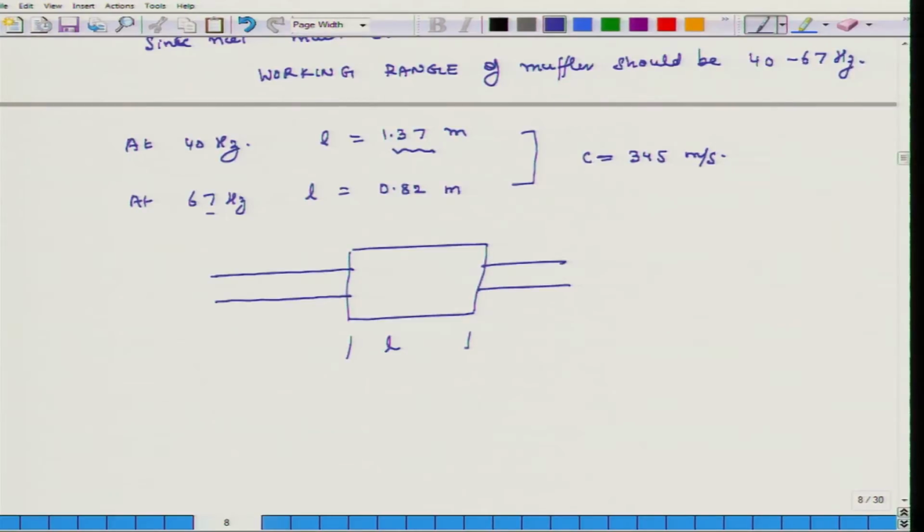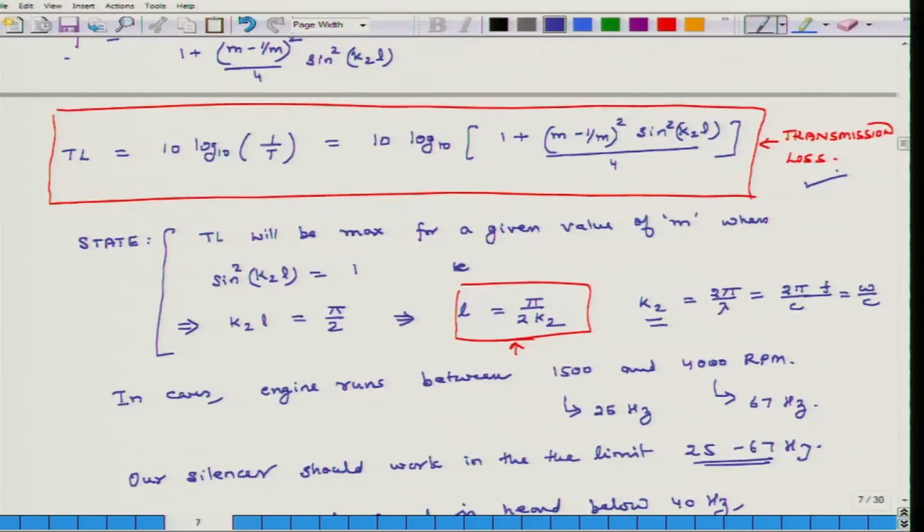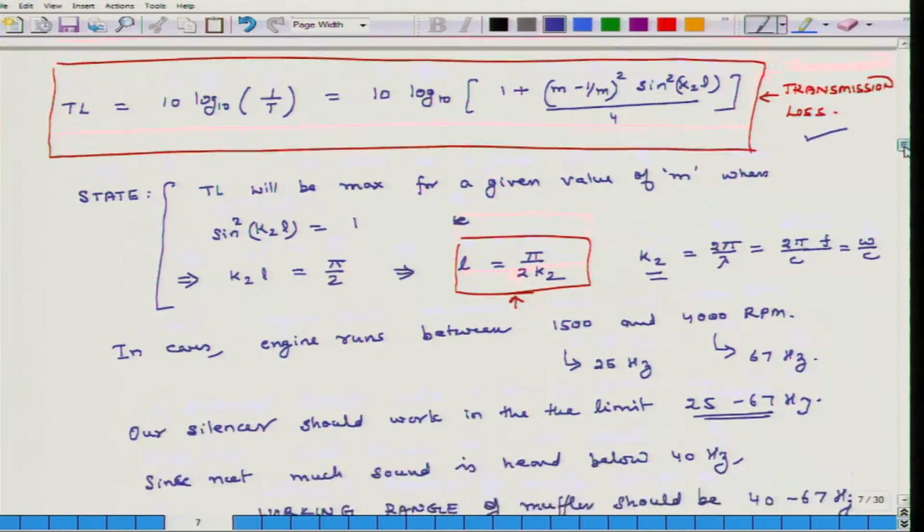So, this is the conclusion for today's lecture. Tomorrow we will continue this discussion on mufflers, and we will learn more about this particular relation which we have developed, and we will also discuss somewhat about dissipative mufflers.